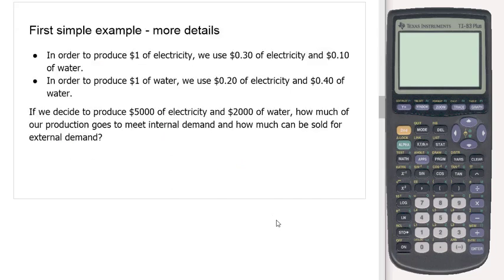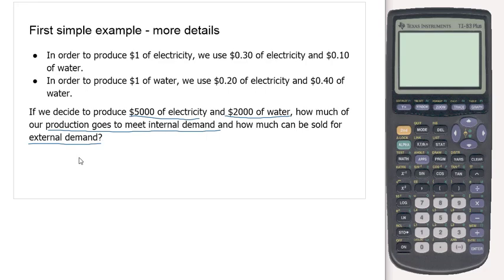So let's look at some more specific details. Suppose we know that in order to produce $1 of electricity, we use 30 cents of electricity and 10 cents of water. And in order to produce $1 of water, we use 20 cents of electricity and 40 cents of water. And we decide that we need to produce $5,000 of electricity and $2,000 of water. What we want to know is how much of our production goes to meet the internal demand and how much goes to meet the external demand.